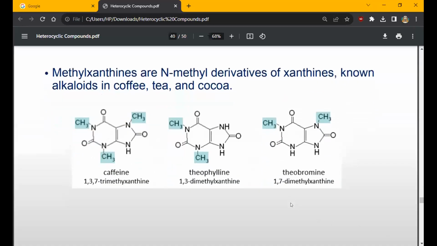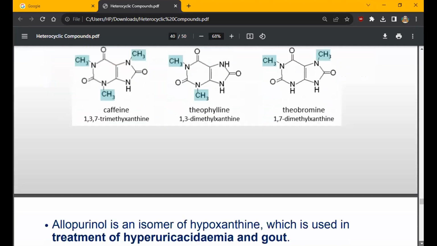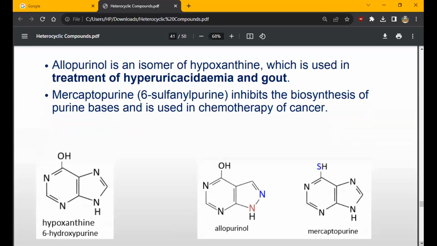Methylxanthines are N-methyl derivatives of xanthine, also known as alkaloids, as I've already said. So they can be found in coffee, tea, cocoa as well. Alloprenol is an isomer of hypoxanthine. As we are familiar with, alloprenol is used to treat gout.